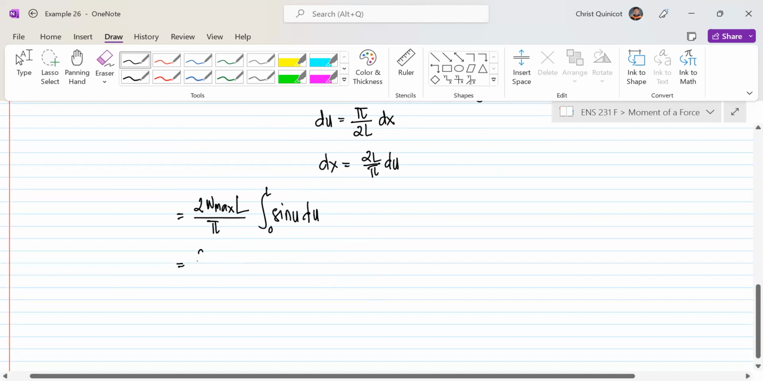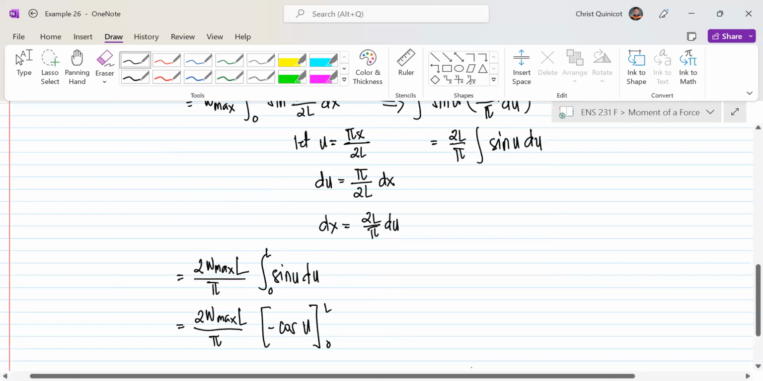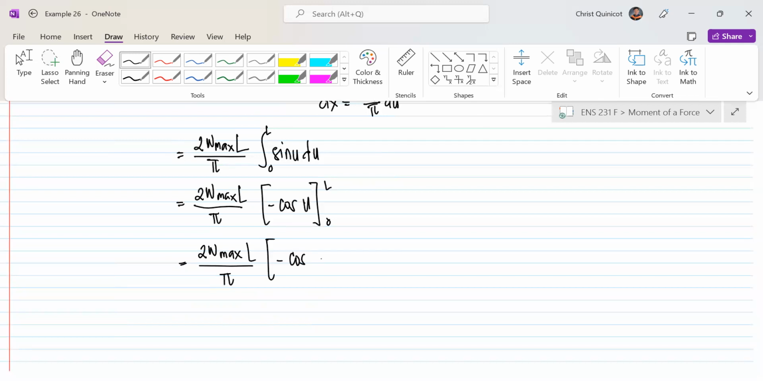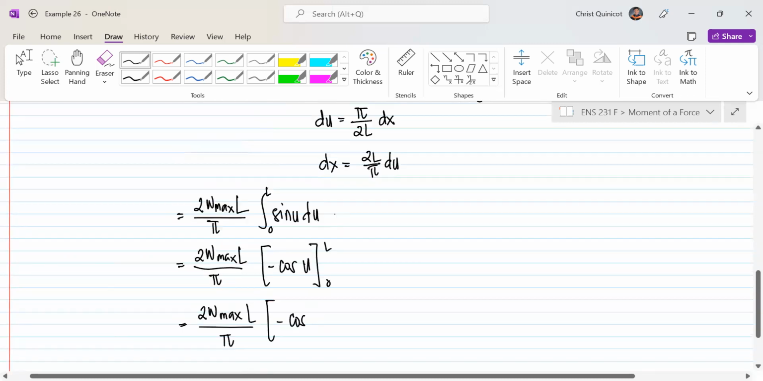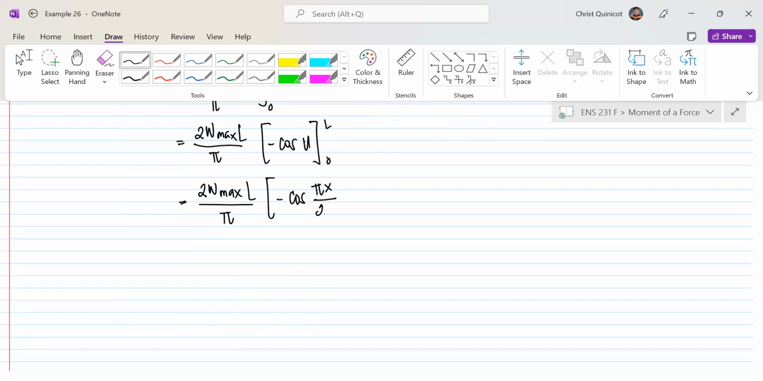So this becomes 2 w sub max L over pi, and this becomes negative cosine u from 0 to L. And since u is equal to pi x over 2L, this becomes 2 w sub max L over pi times negative cosine pi x over 2L from 0 to L.